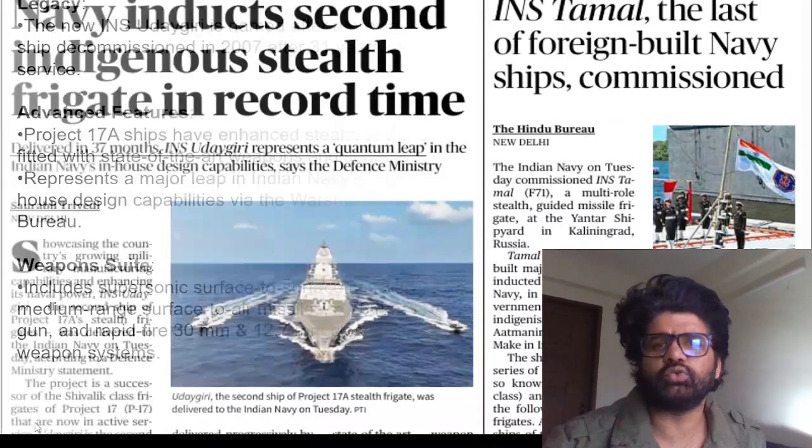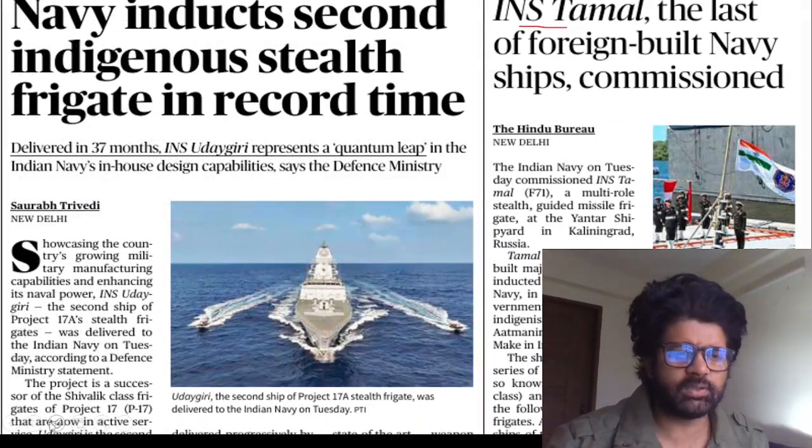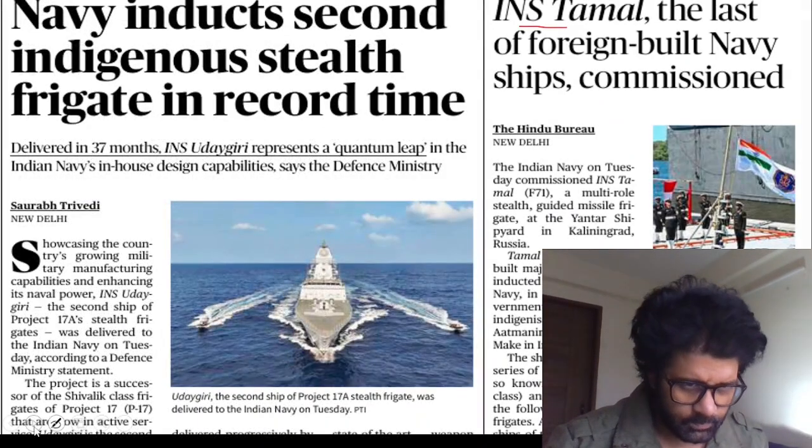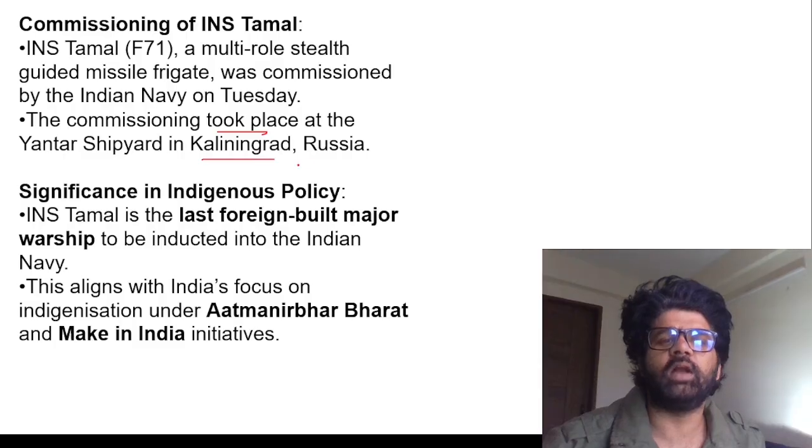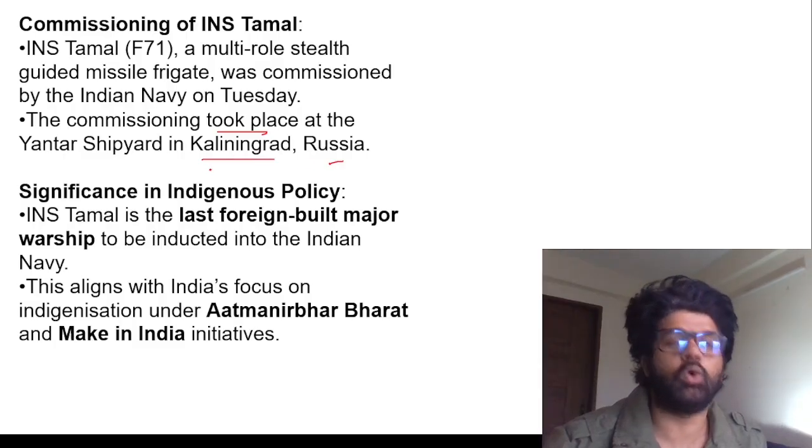So this is about INS Udayagiri and INS Tamal. Let's talk about INS Tamal. INS Tamal, we are making it with the help of Russia. Russia is the one actually doing maximum work. So commissioning will take place in Kaliningrad, Russia. INS Tamal, again, is a warship.